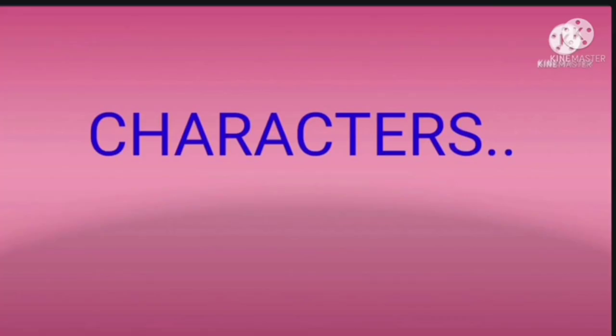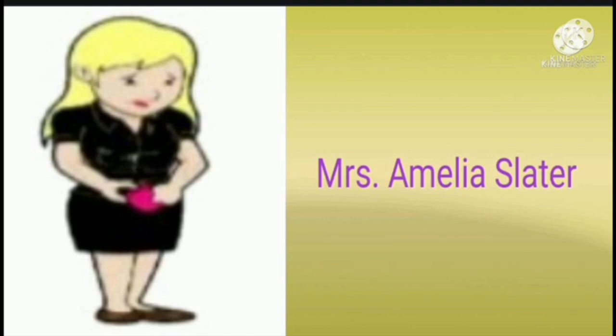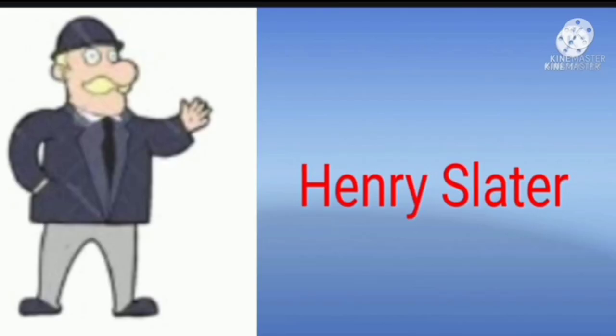Now let us see what the characters in the play are and what kind of persons they are. Mainly, we have Emilia Slater. She is the elder daughter of Mr. Abel Merriweather. She is a greedy, stingy, and materialistic woman. Mr. Henry Slater. He is the husband of Amelia. Henry Slater is a man who has no will of his own, never said any word against his wife Amelia.